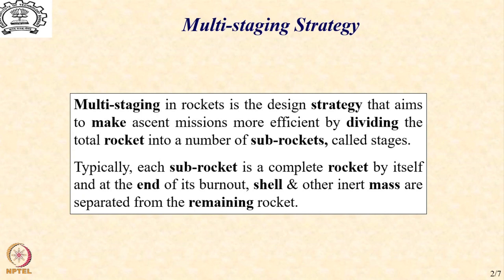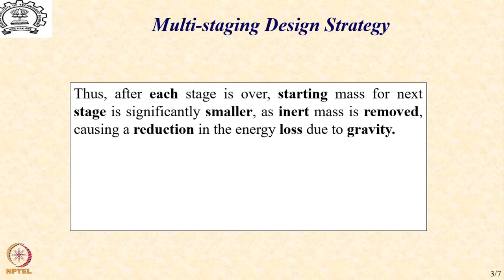This is the fundamental idea of the staging, that you divide the total rocket into smaller segments, and each segment, after it finishes the operation, is removed from the main body of the rocket, and we immediately realize that this would reduce the overall mass of the rocket, which will be required for operating the next stage. We see that the starting mass now for the next stage is significantly smaller, as the inert mass which we were carrying earlier, we are no longer carrying and we are throwing it away.